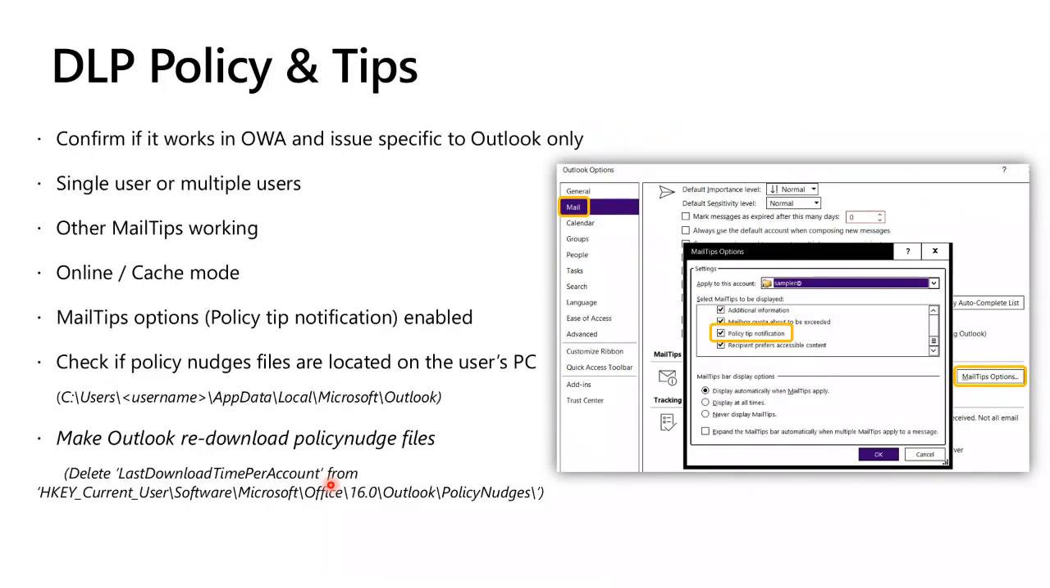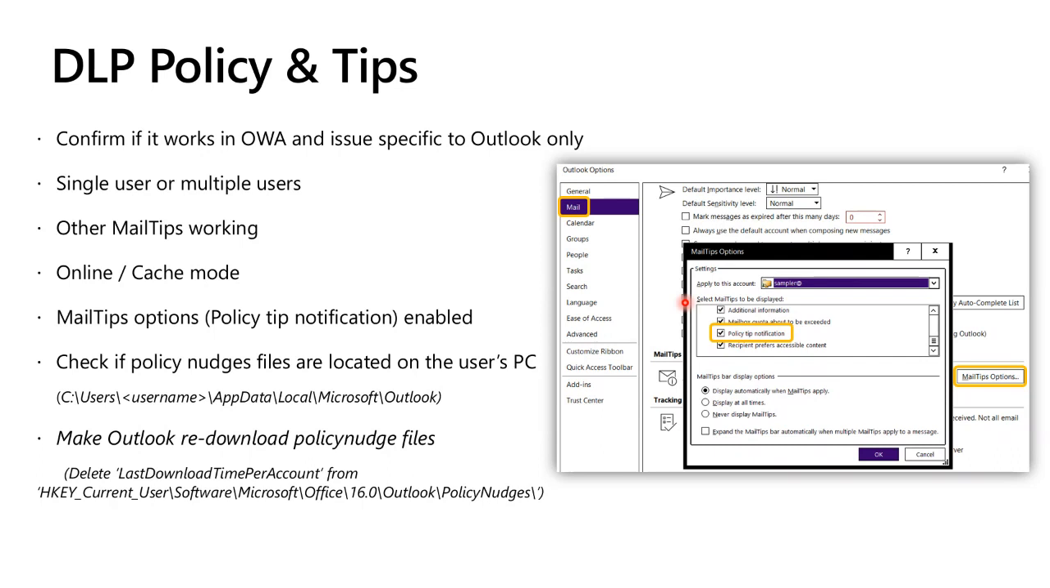Okay, so DLP policy. First thing, we could check if it actually works in Outlook Web App or Outlook on the web, to isolate whether the issue is specific to the Outlook desktop client or something with the web client, so that we could start troubleshooting from the DLP policy on the server side. And then we can confirm if other mail tips are working.